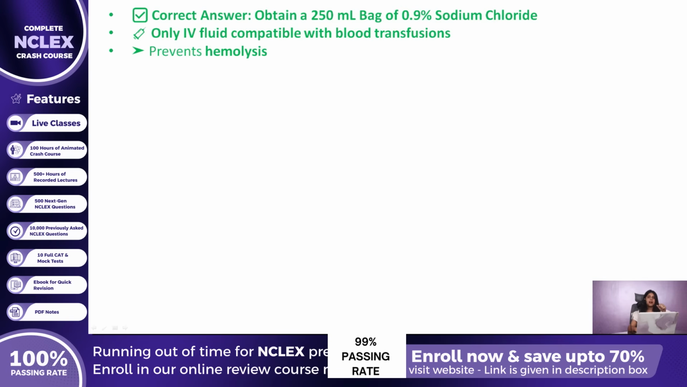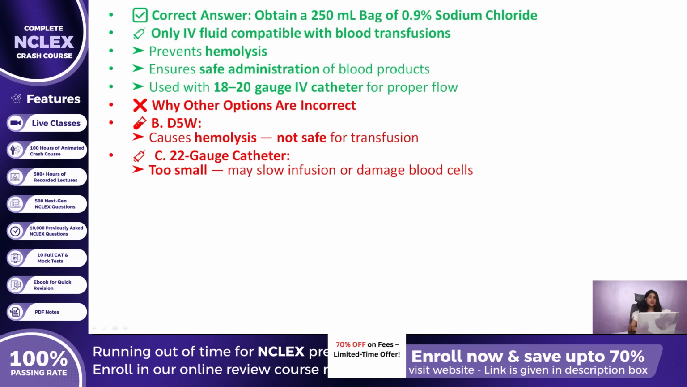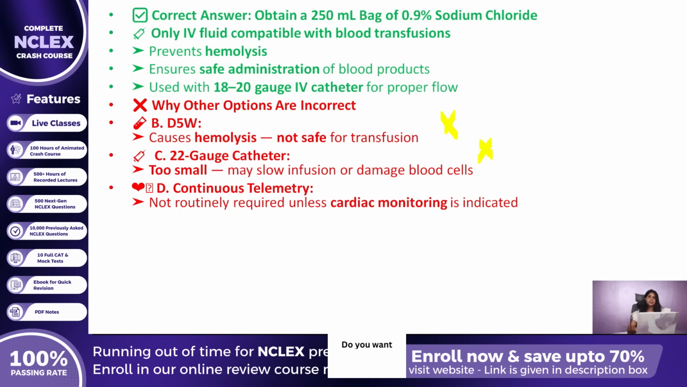Option B, D5W, can cause hemolysis. Option C, a 22-gauge catheter is too small, and 18 to 20 gauge is preferred. Option D, continuous telemetry, is not routine unless the patient has a cardiac issue. Normal saline, a large bore intravenous, and close monitoring are essential for safe transfusion.